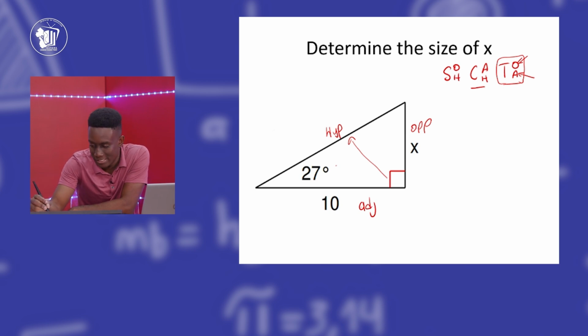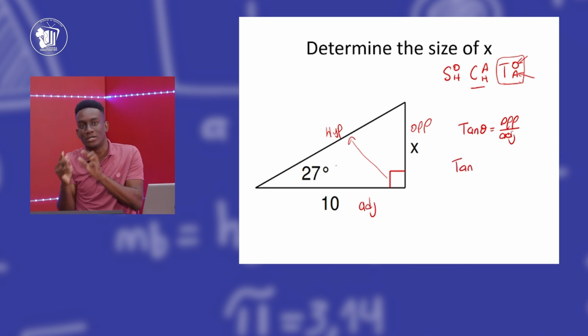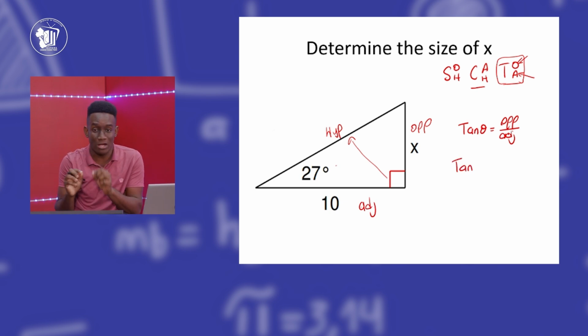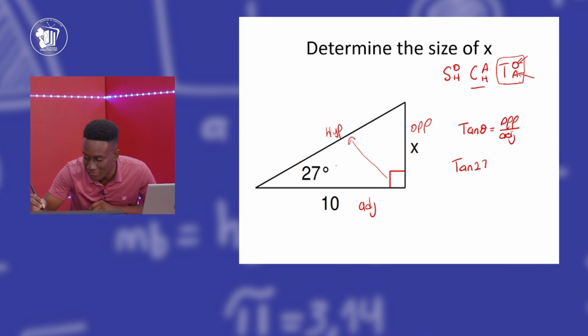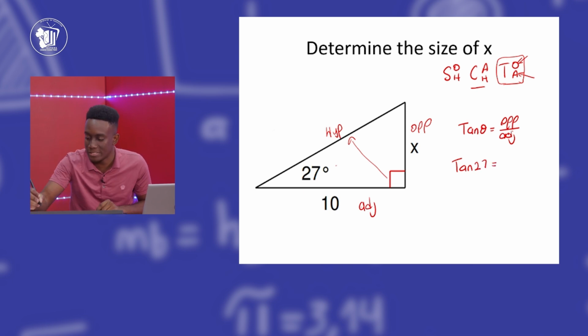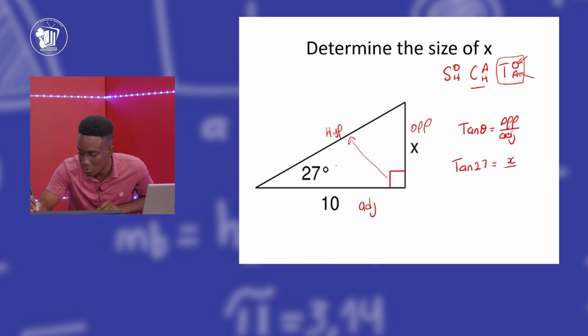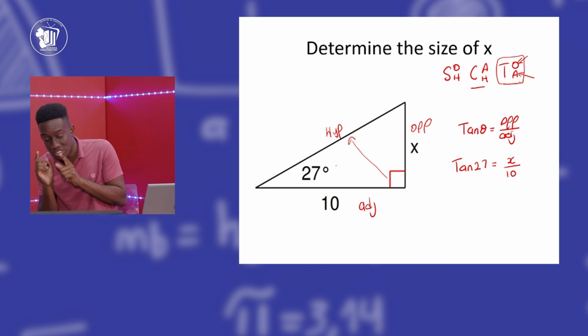So we can say tan theta is equal to the opposite over the adjacent. Now theta is always used to represent an angle. Whatever angle you use as reference to find the opposite and so on, that will be theta. So theta in this case would be the 27. So this will be tan 27 is equal to the opposite, which would be x, over the adjacent in this case, which would be 10. So now it's just for us to solve for x.